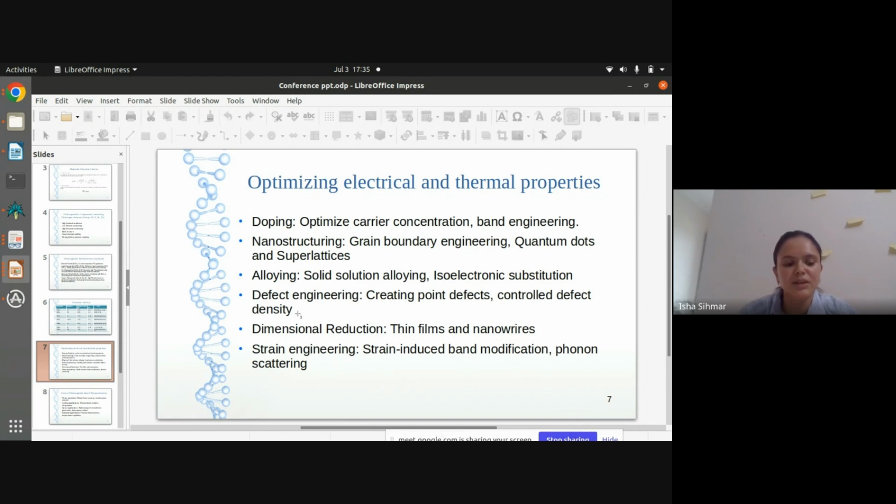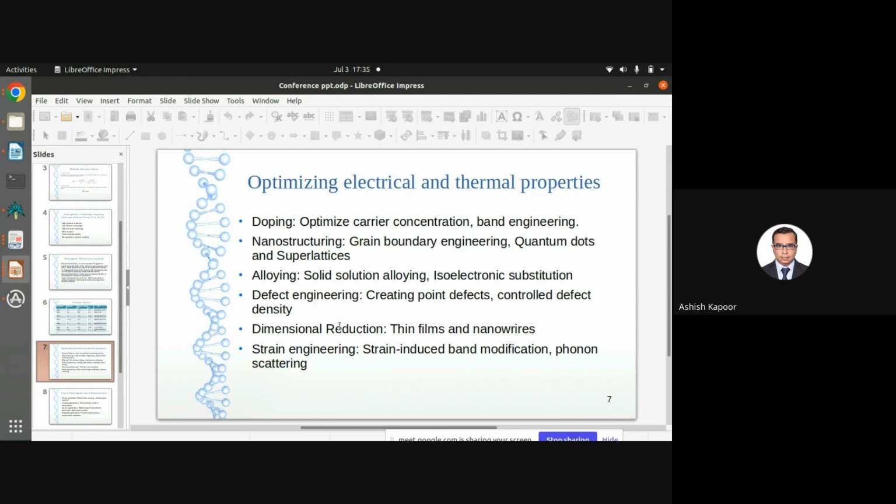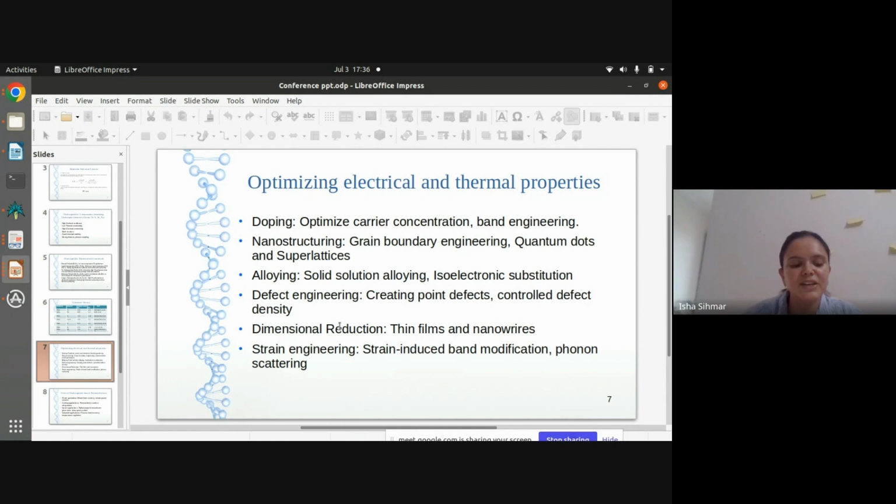Next is defect engineering. Defects can scatter phonons, reducing kappa without adversely affecting the electrical conductivity.